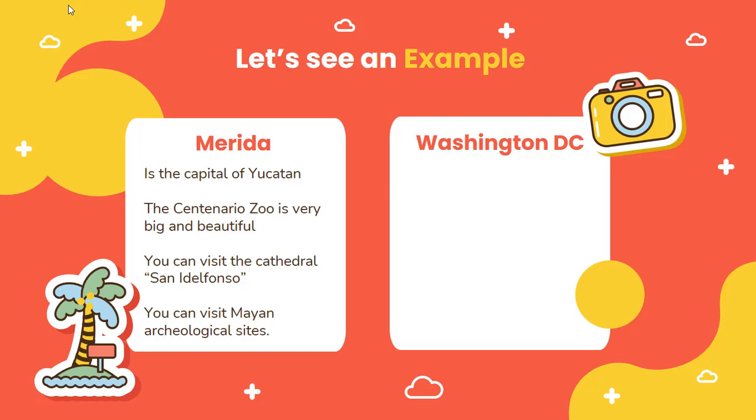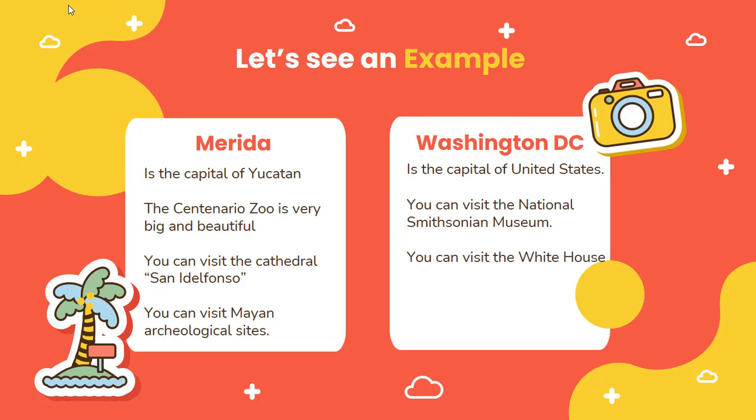Ahora voy a escribir sobre Washington. Well, Washington, D.C. is the capital of United States. You can visit the National Smithsonian Museum. You can visit the White House. And you can walk in the National Mall and look all the monuments, okay? So here is the first stage of my unit product. Este sería the first stage de nuestro unit product, okay?